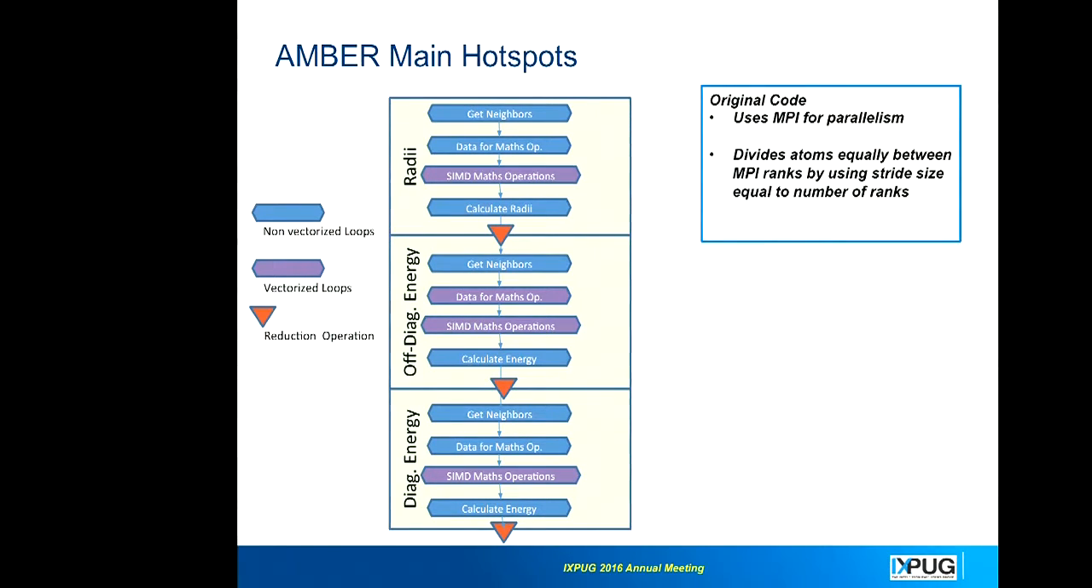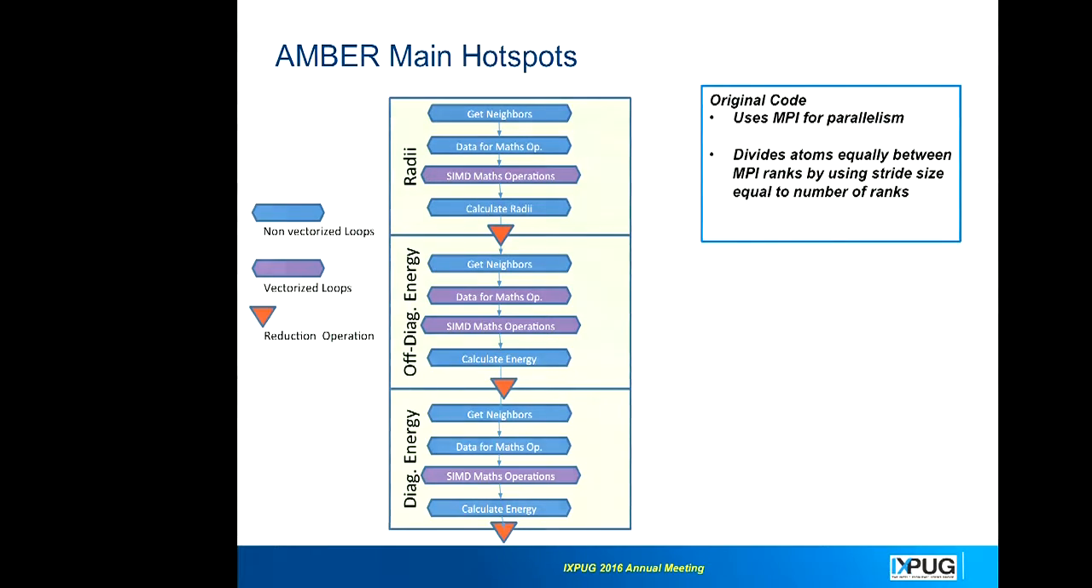So this is the original flow, and if you compare radii or off diagonal or diagonal energy, the flow is almost the same. You collect the neighbors, you gather data for math operations, you have the actual mathematical operations, which are high CPU consuming ones, in a SIMD manner, and then you calculate.